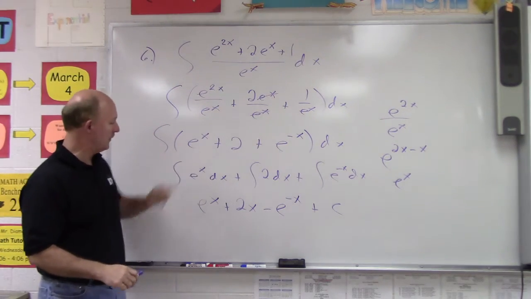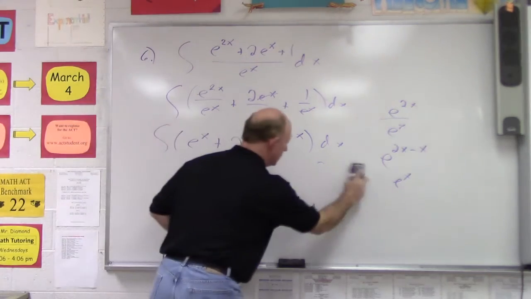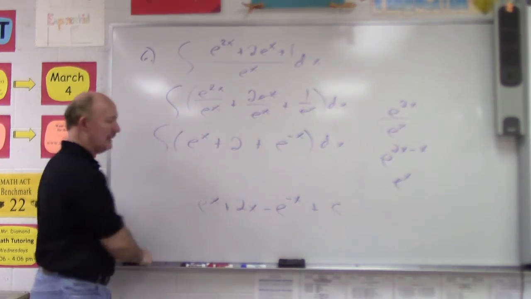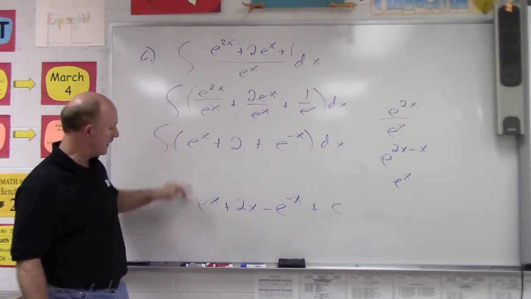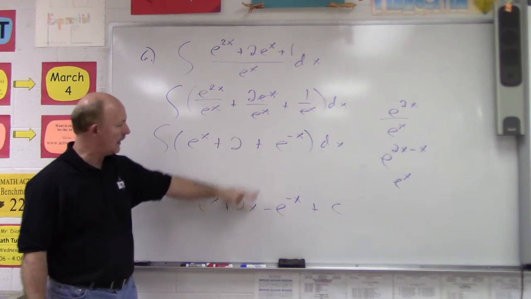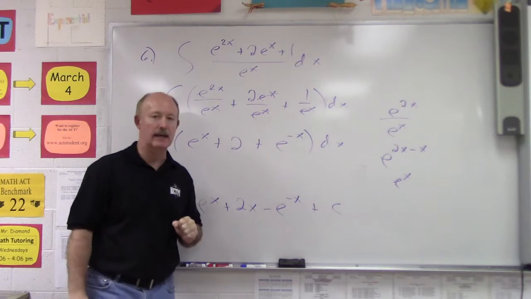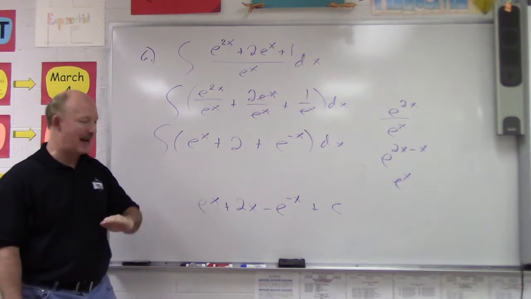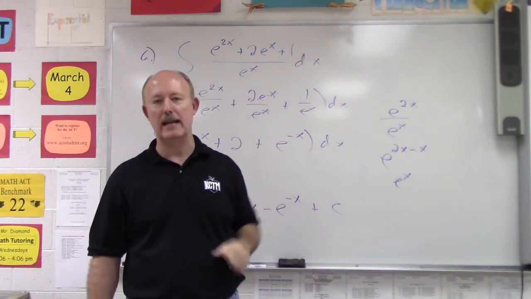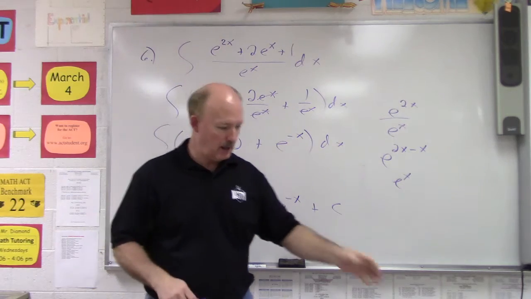So like I said, you can leave this step out completely. The antiderivative of e to the x, the antiderivative of 2 is 2x, and the antiderivative of e to the negative x is negative e to the negative x. So you can just skip that step, find the antiderivative of each term, and you've got it. All right, let's take a look at it.